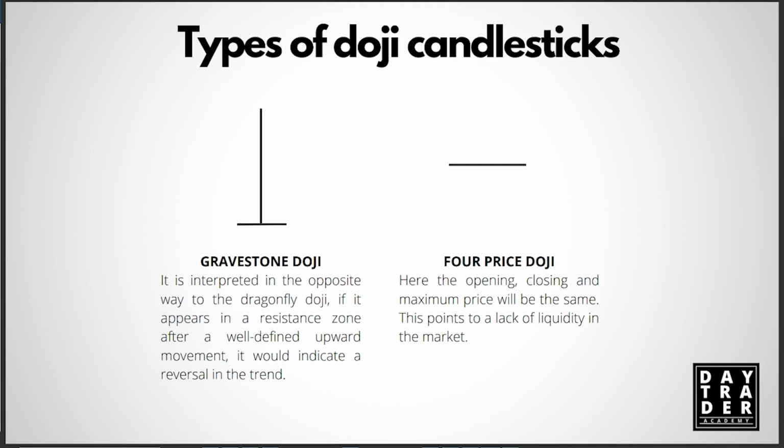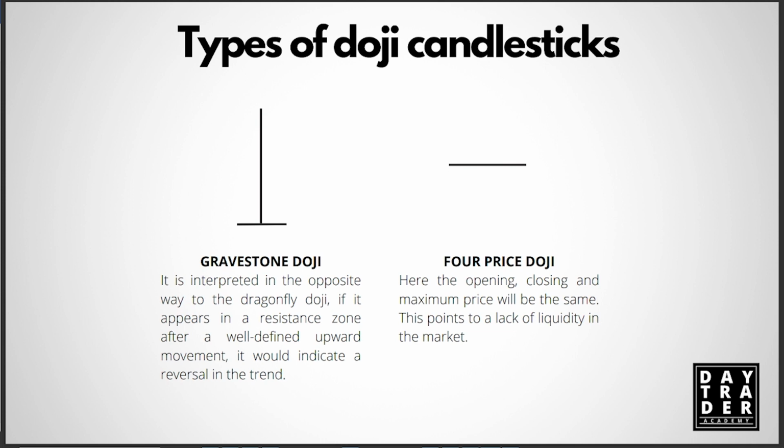Now we are going to talk about the gravestone doji. It's the opposite of the dragonfly doji. It appears when price action opens and closes at the lower end of the trading range. For the four price doji, simple, a horizontal line with no vertical line above or below the horizontal line. This doji pattern signifies the ultimate indecision.